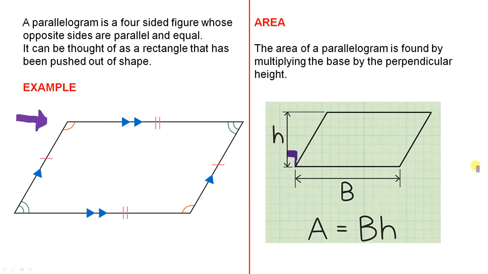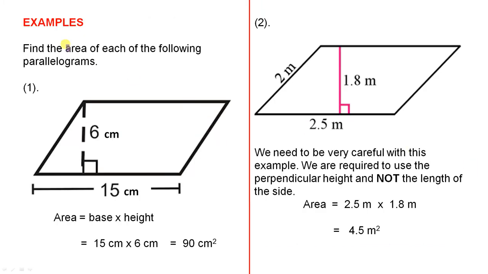Let's look at some examples. Find the area of each of the following parallelograms. So for the first example, we have a base of 15 centimetres and a perpendicular height of 6 centimetres. So the area is the base times the perpendicular height. Height means perpendicular height, which is 15 centimetres by 6 centimetres, and that's 90 square centimetres.